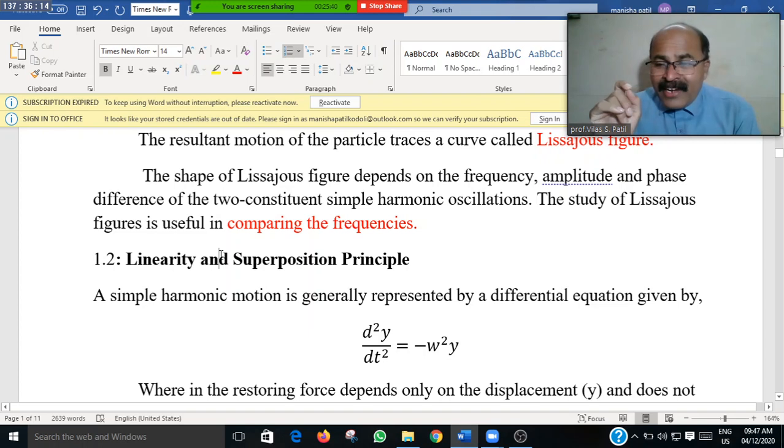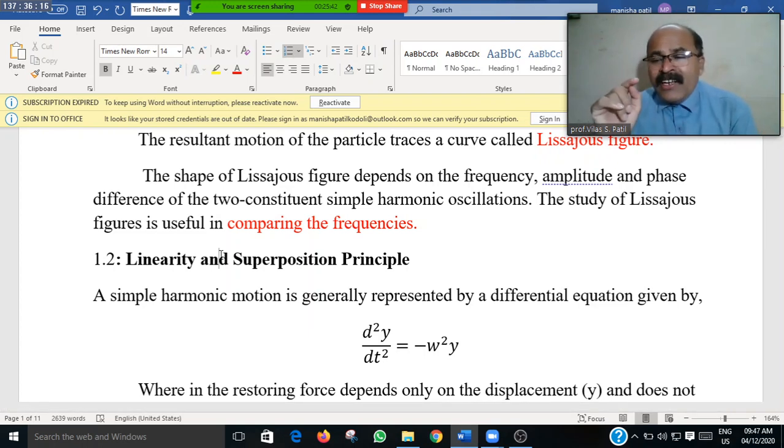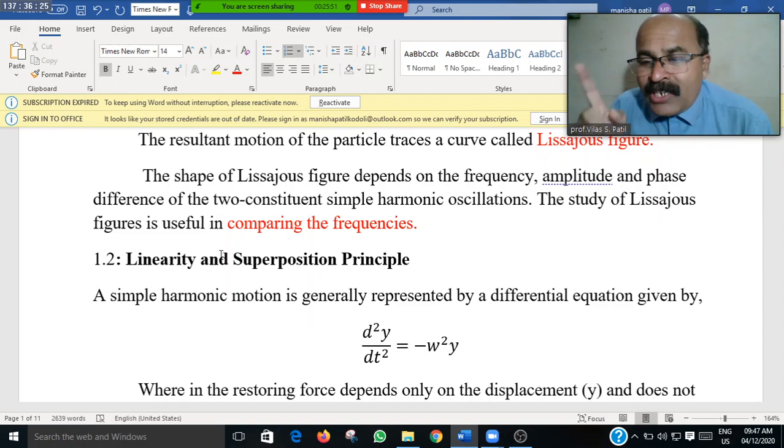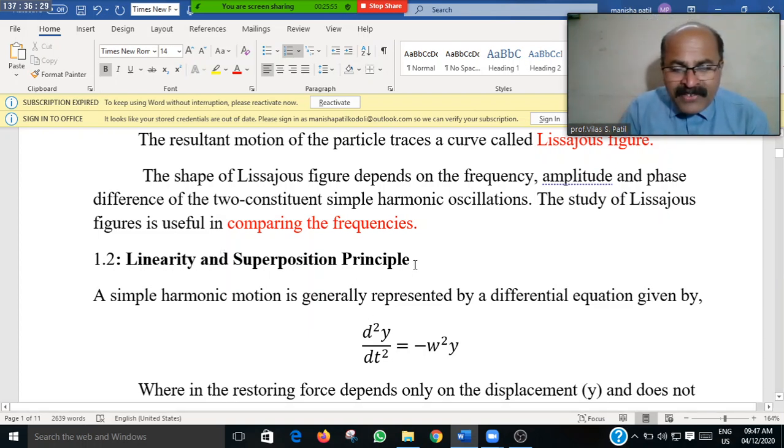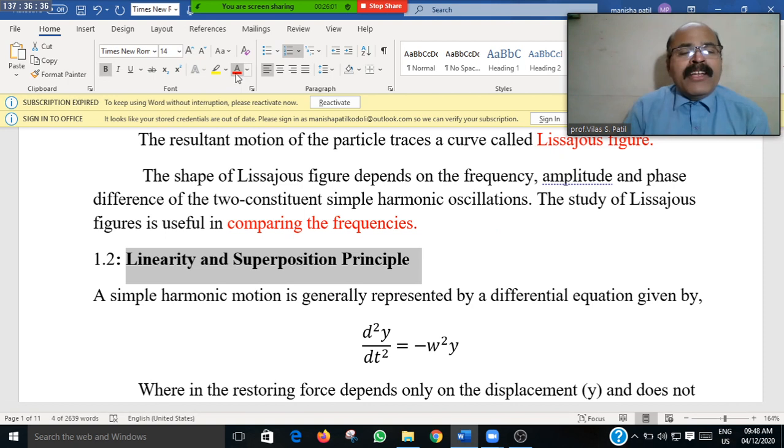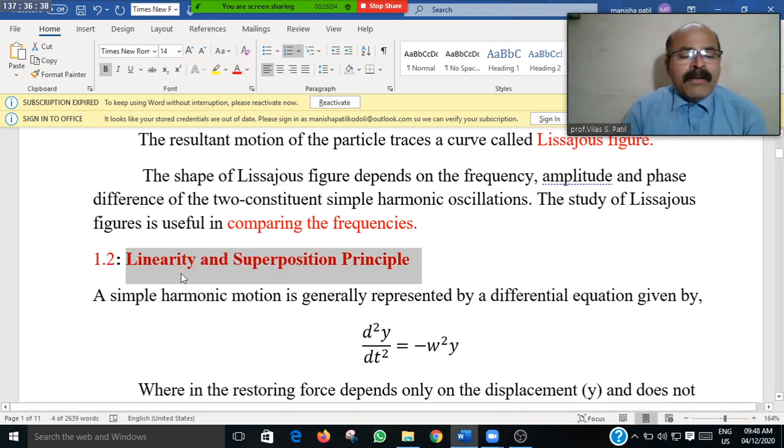We know that the linear homogeneous equation is able to give the explanation of the principle of superposition of the particle. Here, linearity and the superposition principle, we have to study these two principles: what is linearity and what is the superposition principle.